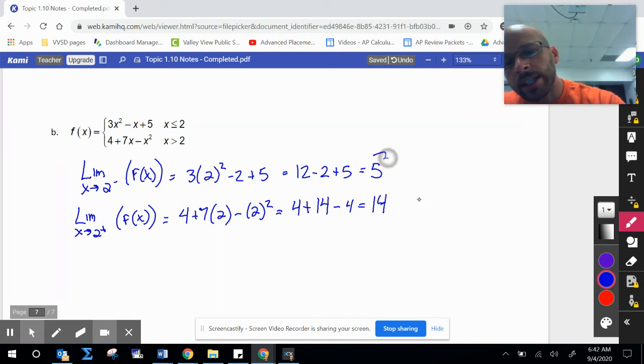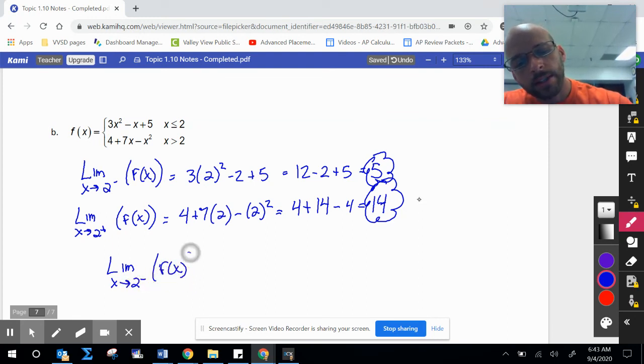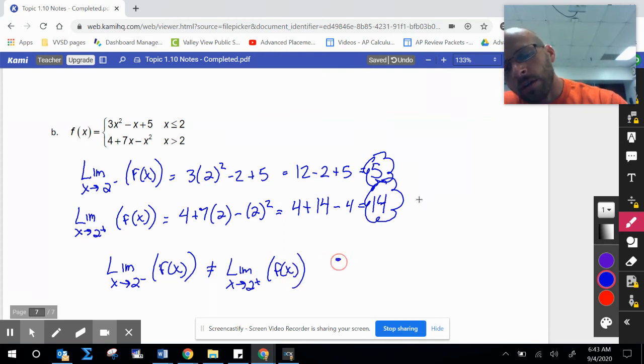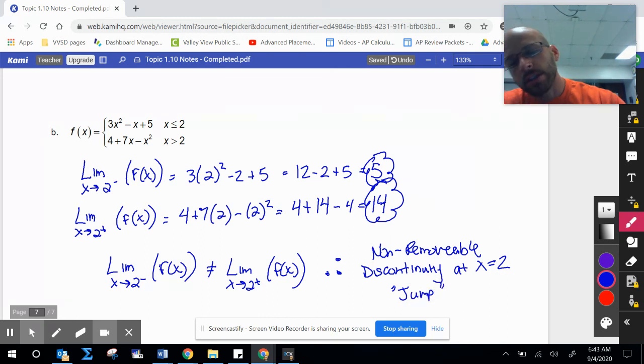So ultimately, you can see that these two values are not the same. So because the limit as x approaches 2 from the left of f of x does not equal the limit as x approaches 2 from the right of f of x, then I know there is a non-removable discontinuity at x equals 2. And more importantly, you even know that it's a jump discontinuity.